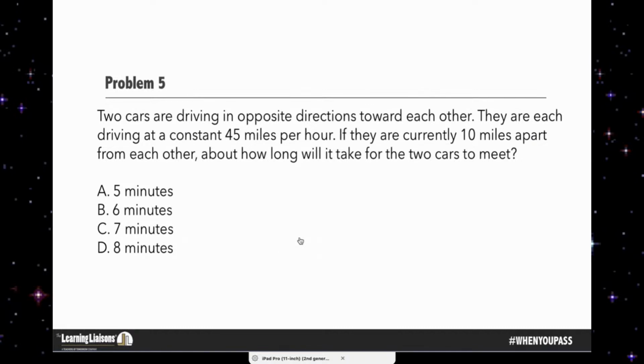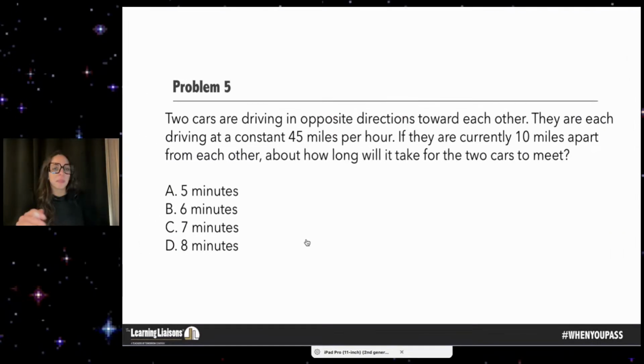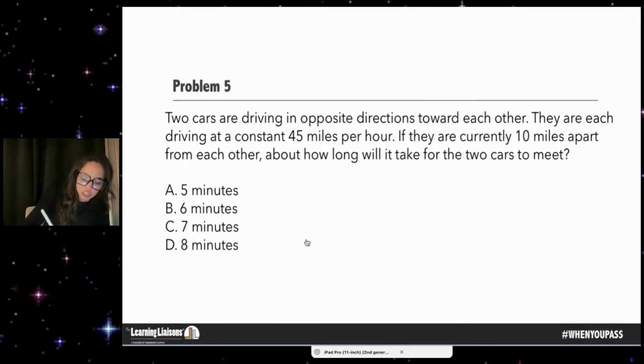Two cars are driving in opposite directions toward each other. They are each driving at a constant 45 miles per hour. If they are currently 10 miles apart from each other, about how long will it take for the two cars to meet? Okay, this is an interesting one. And this should actually be starred because someone specifically asked for speed, time, velocity.